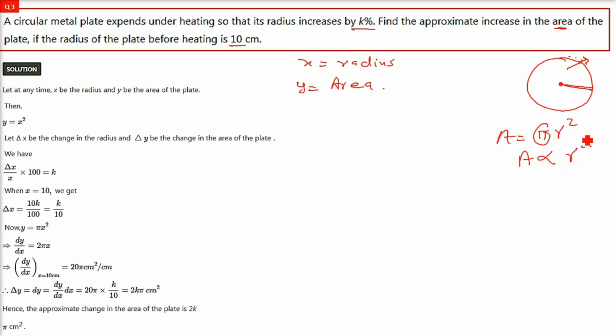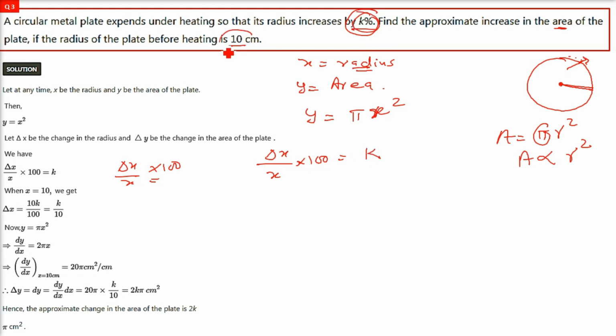So area is directly proportional to the square of the radius. As the radius increases, the area will increase. So you have y equals pi x square, call it x square. Now there is an increase by k%, and I told you that the percentage error is nothing but delta x by x into 100, or in this case delta r by r into 100, same thing. So delta x by x into 100 is given in this question as k%, so just call it k.